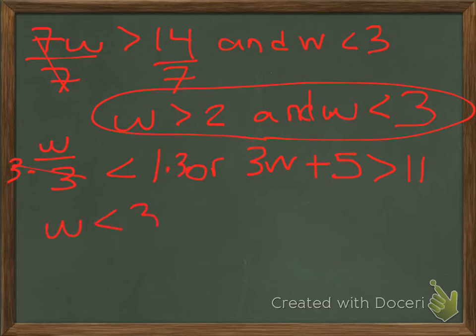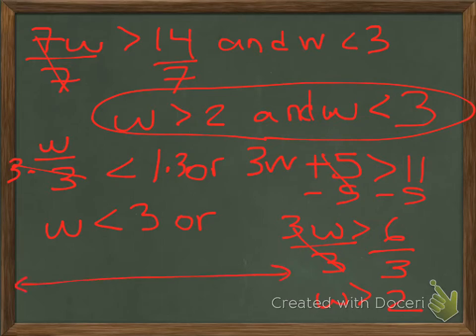We get w is less than 3, or subtract 5 and divide by 3, w is greater than 2. If I were to graph these on a number line, I graph them on the same line. This would be both open circles at 2 and 3. Reading from the variable, I have w is less than 3 and w is greater than 2. And that would be my answer.